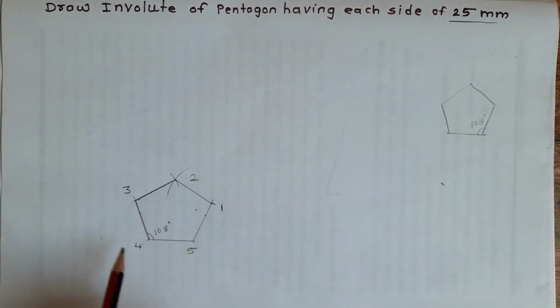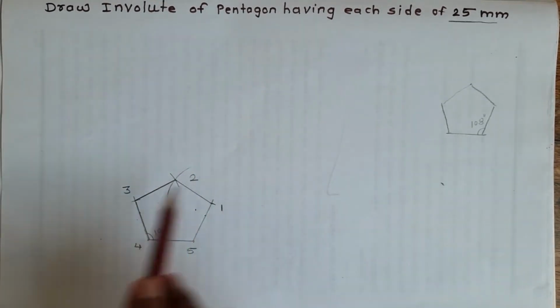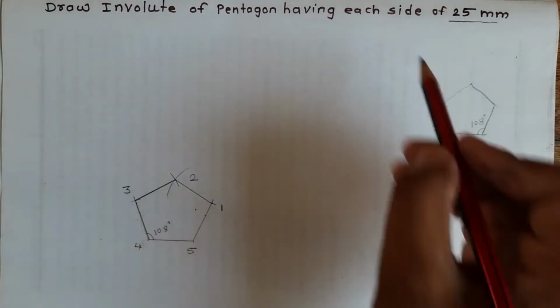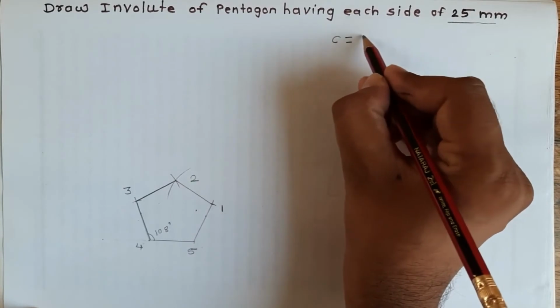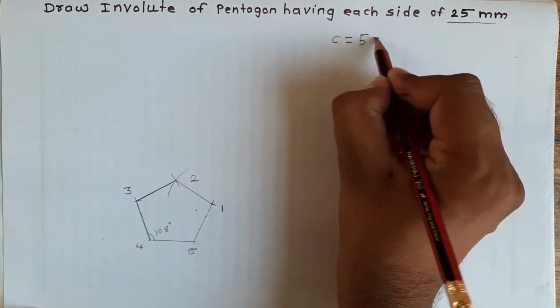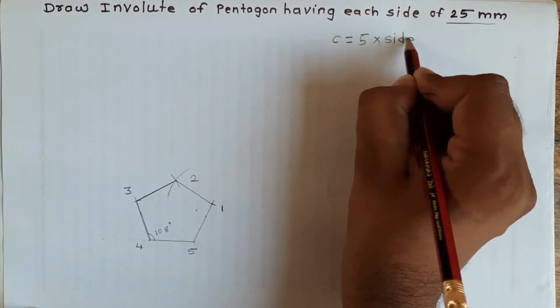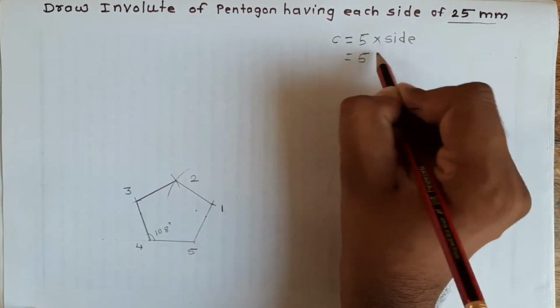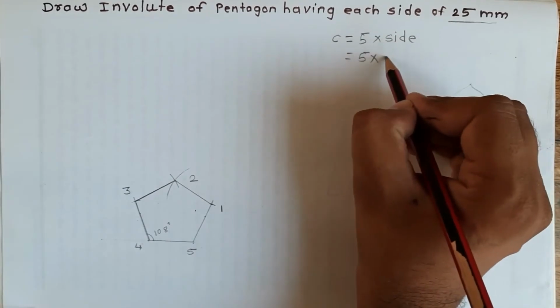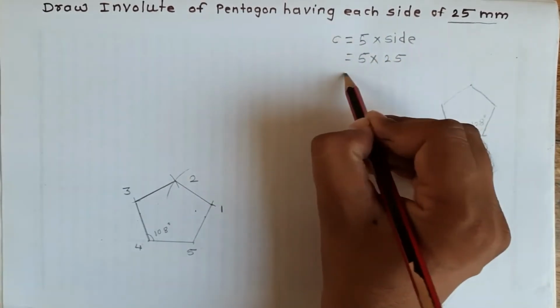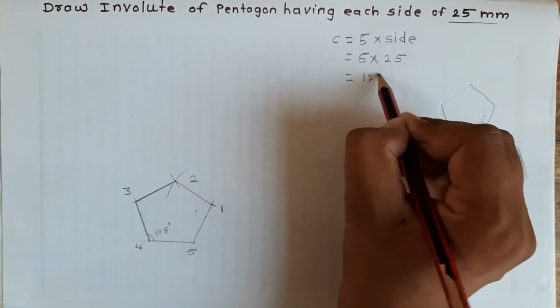Now next we have to do the development of that pentagon. The development of the pentagon, or we can say the perimeter of that pentagon, will be what? A pentagon has 5 sides, and one side length is 25 mm. So multiplying that we get 125 mm.